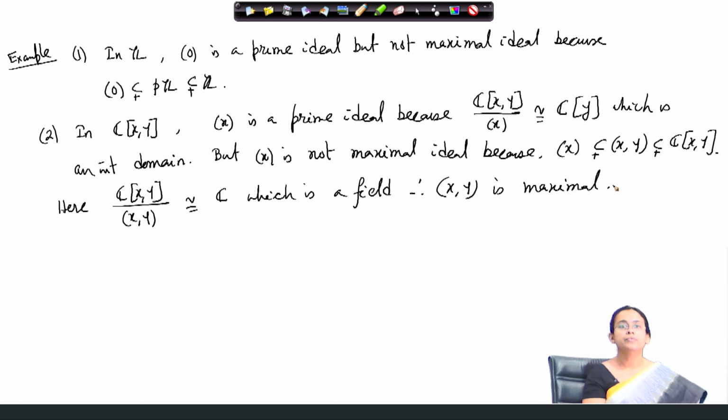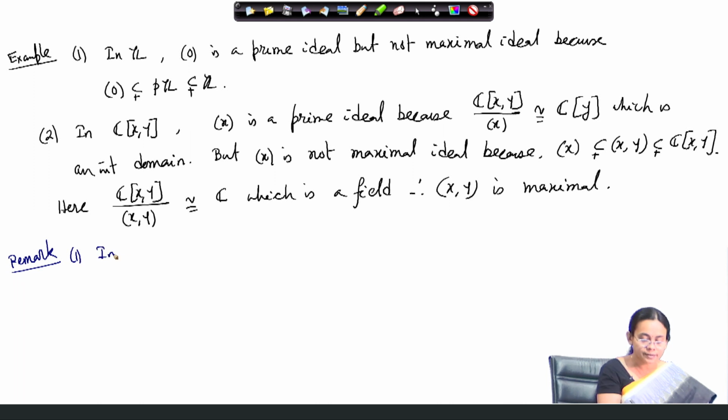So, here also we have seen one example where the ideal generated by x is prime, but it is not maximal ideal. That means, not always it is true that the prime ideals will be maximal ideals, but there are some rings where we can see that the prime ideals are in fact becoming maximal ideals. So, let us go.